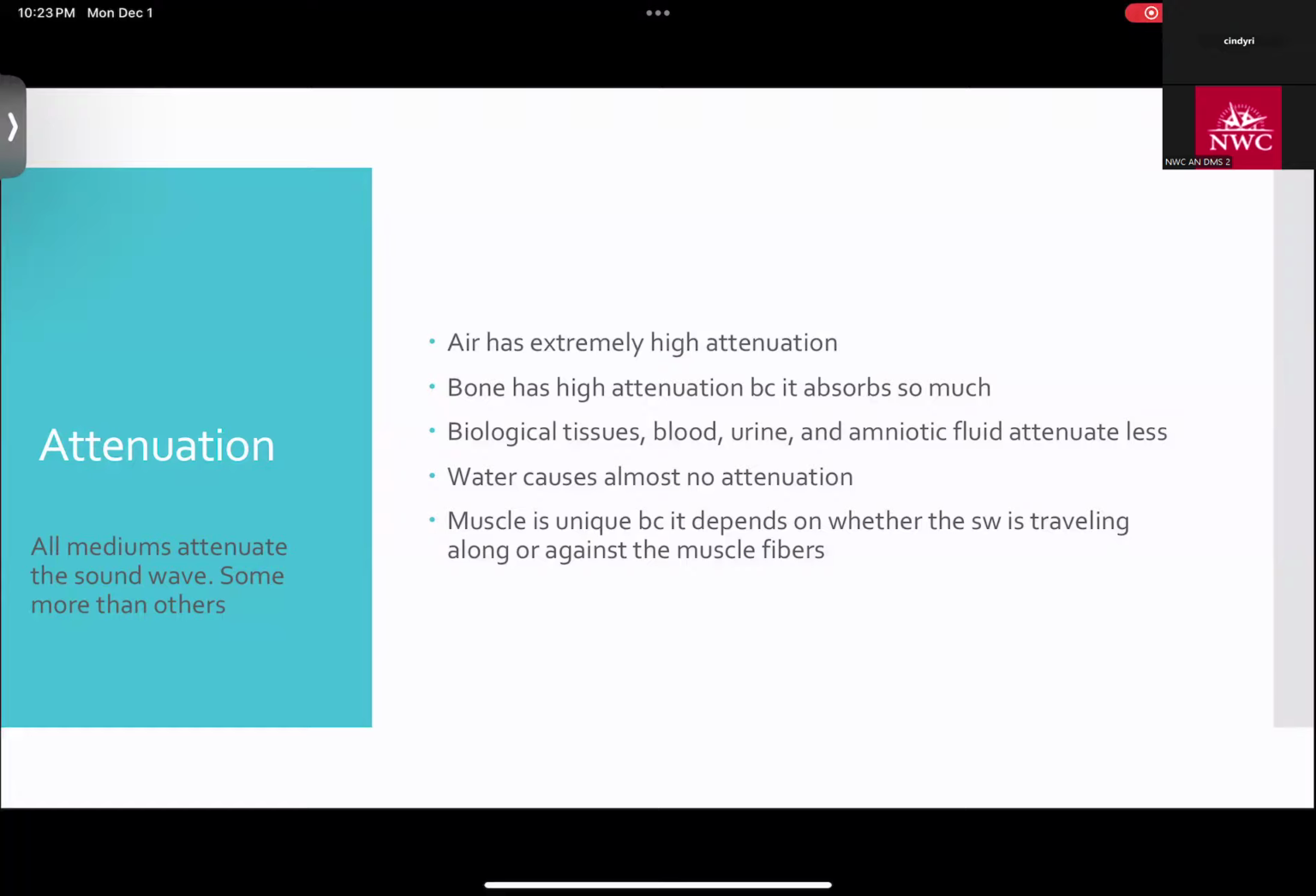And then muscles have a unique effect on the attenuation of the sound wave. If the sound wave is going against the strains of the muscle, it will attenuate the sound wave more versus strains that are going with the sound wave. So let me show you an example.